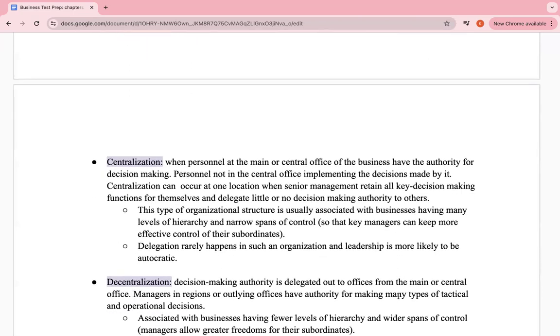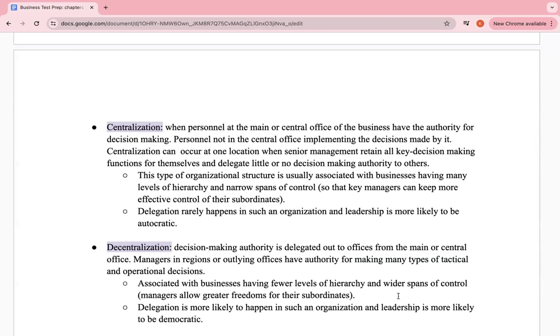So yeah, now we have decentralization. Decentralization is decision-making authority delegated outside the office from the main or central control of the office. So basically, if you want to keep it in simple terms, it's the opposite of centralization. The key decisions are made outside of the central office. Managers in regions or outlying offices have authority for decisions that are made.